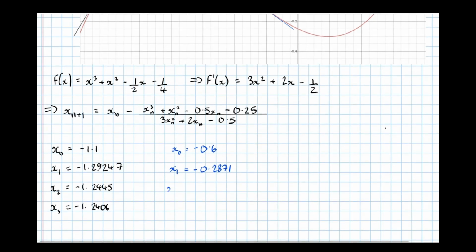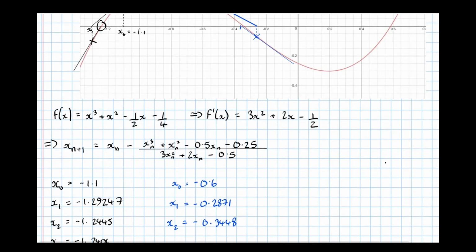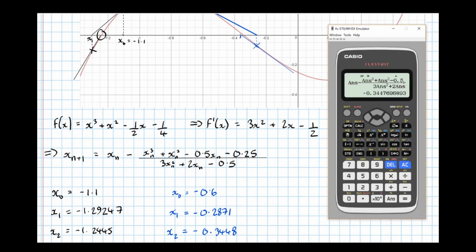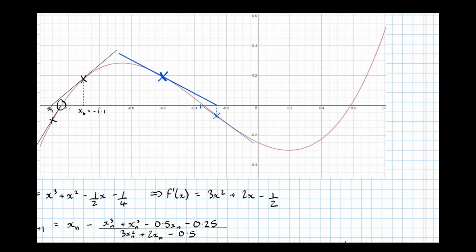So x2 equals minus 0.3448. And we can see the root from the graph is approximately minus 0.35 roughly. So we keep pressing equals. Yeah, it's roughly that until we get the same. So there we go, solved. And the same goes for this. If we chose a start value around this value here, the same sort of convergence would happen.